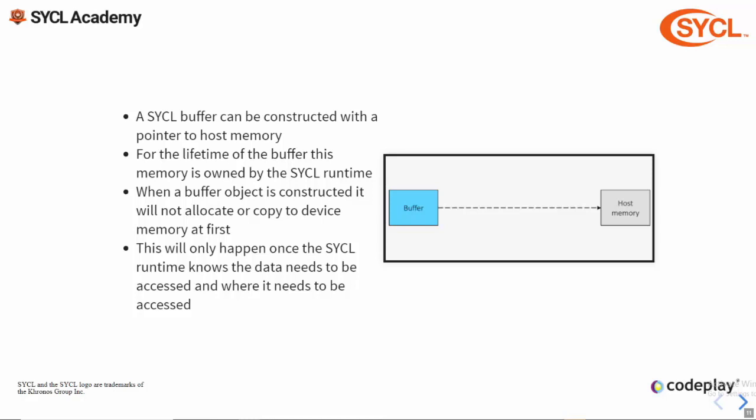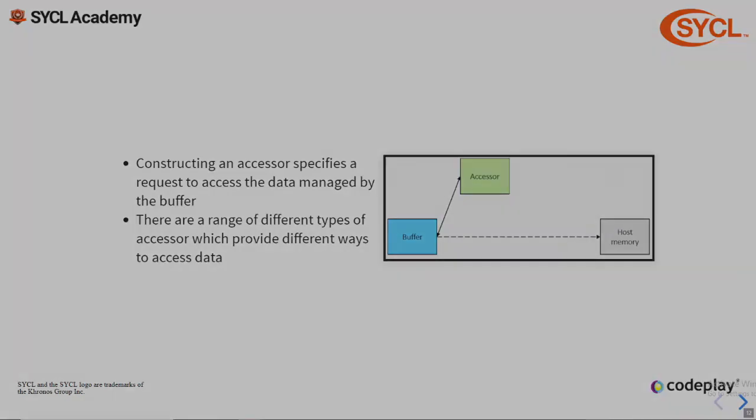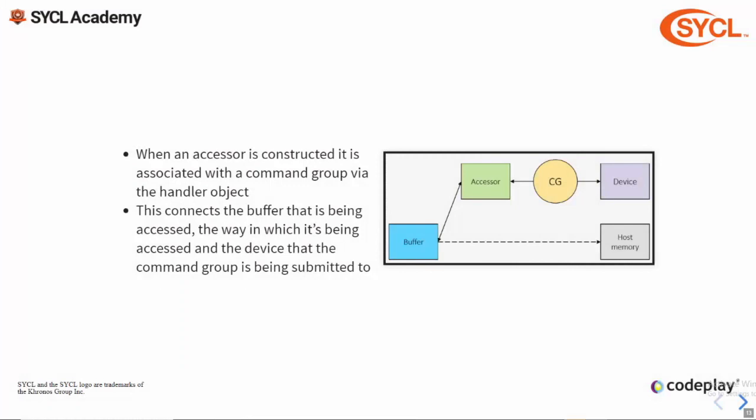One important thing to note is that buffers are lazy. They won't allocate memory or copy anywhere until they're told to. This will only happen when the runtime knows where the buffer needs to be accessed. This is done by constructing an accessor to that buffer. There are a range of different types of accessors and ways to construct them. We're going to cover some of these later in this lecture. When an accessor is constructed, it is registered with a command group via the handler object. This connects the buffer being accessed to the way in which it's being accessed and where it's to be accessed.